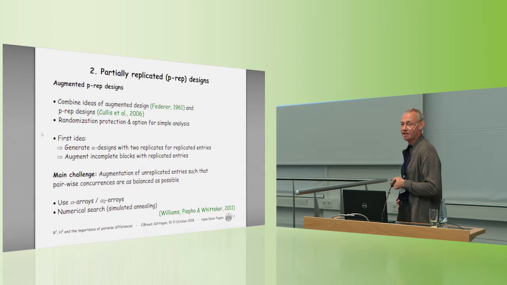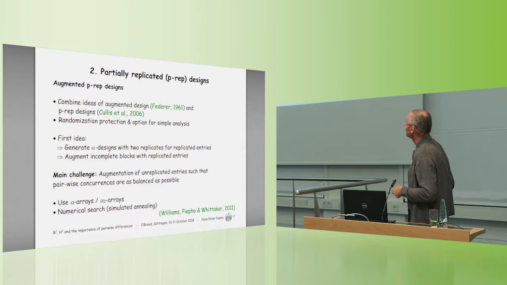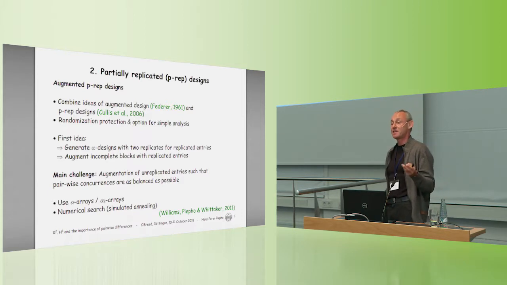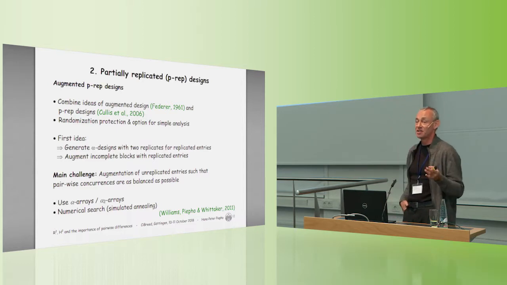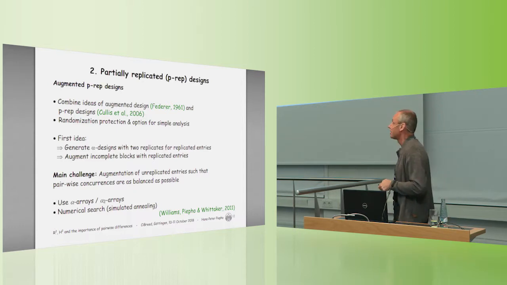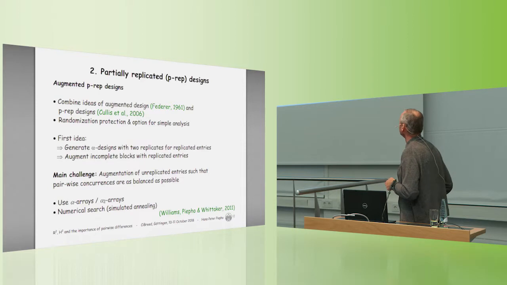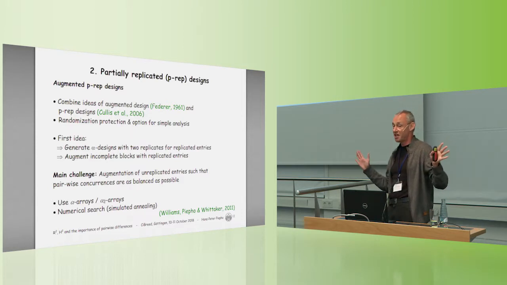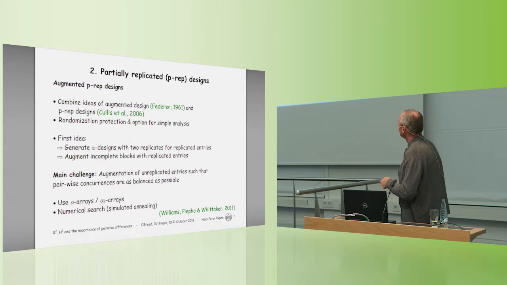So we've come up with an idea that does that for p-rep designs, combines the idea of augmented designs and p-rep designs. So the idea is to have a classical replicated design for the entries that will be replicated at any one location, such as an alpha design, basically, and then augment that in the same way as the classical augmented designs. But the main challenge is how to do the augmentation, how to optimize the augmentation across all the locations in such a way that the whole thing is then optimized in terms of A efficiency.